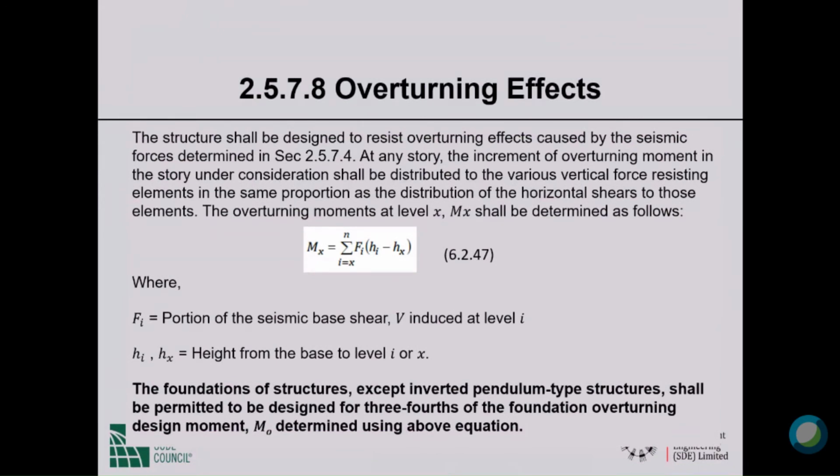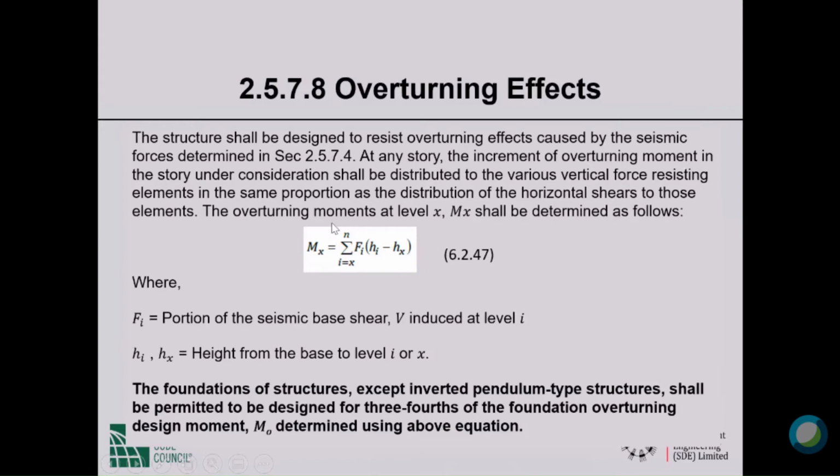Overturning moments are simply the lateral forces at the various floor levels times their height above the base, added together. Nothing more. This is statics.